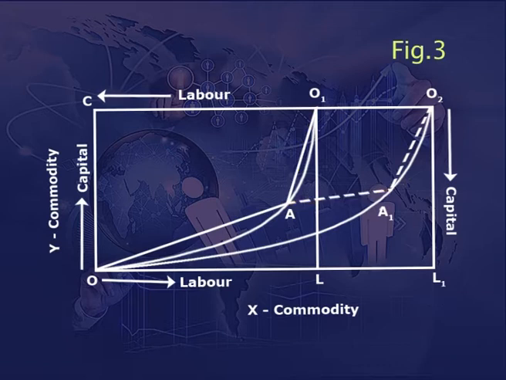With the increase in labor supply, it produces at A1 on its contract curve OA1O2, where it increases its production of X from OA to OA1 and reduces its production of Y from O1A to O2A1 with no change in factor and commodity prices. The increase in production of X by AA1 has been possible by transferring some of labor from the capital intensive industry to the labor intensive industry X.